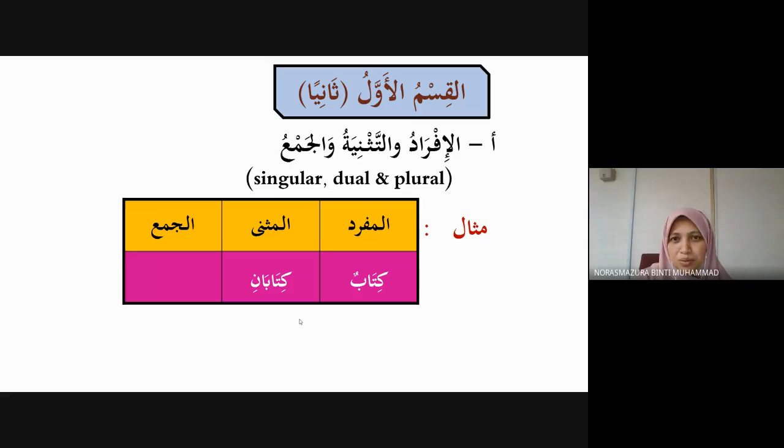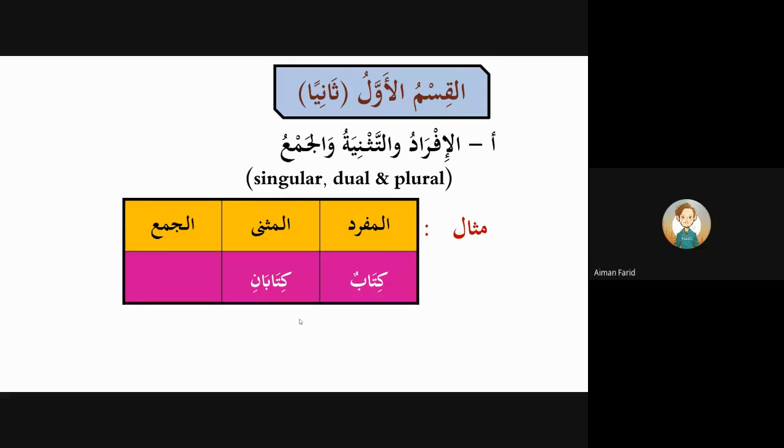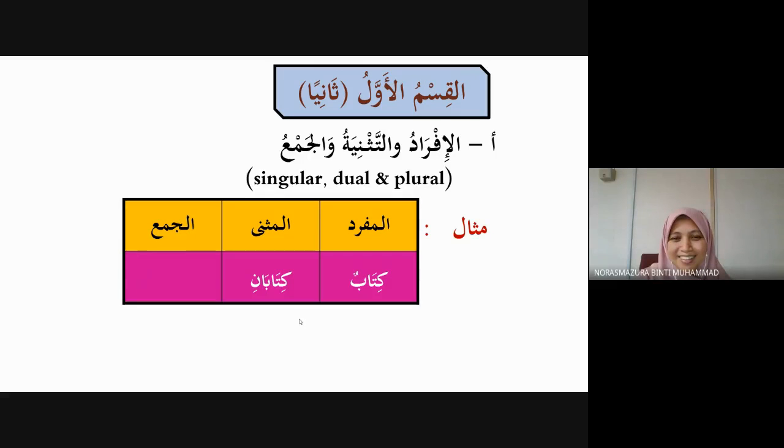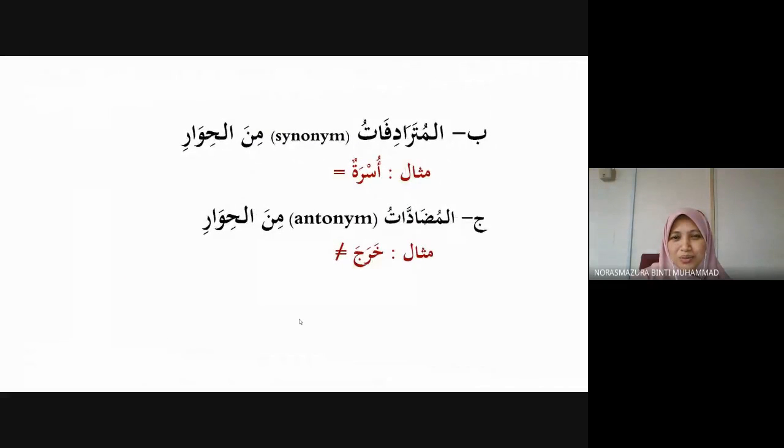In part 1 you will also be tested on singular, dual, and plural. For example, kitabun, kitabani. Now what is the answer? Kitabun is singular, kitabani is dual. What is the plural of this word? كتب. Yes, good. Ahsanta. Kutubun, yes. And also you will be tested on synonyms and antonyms.